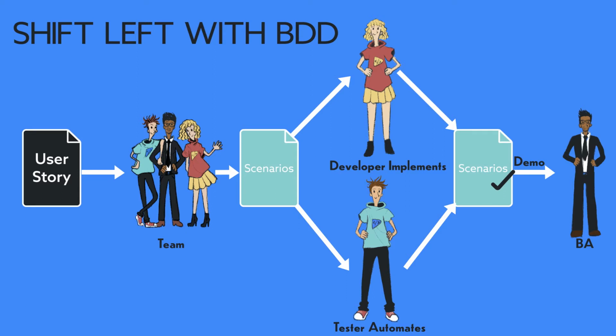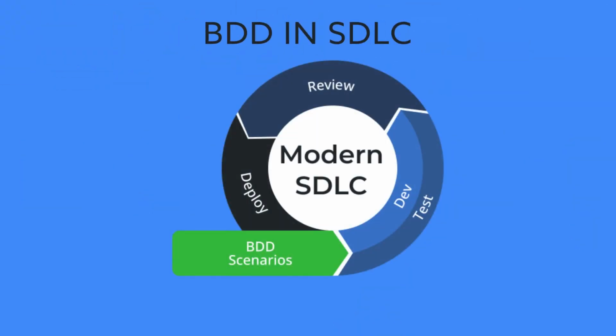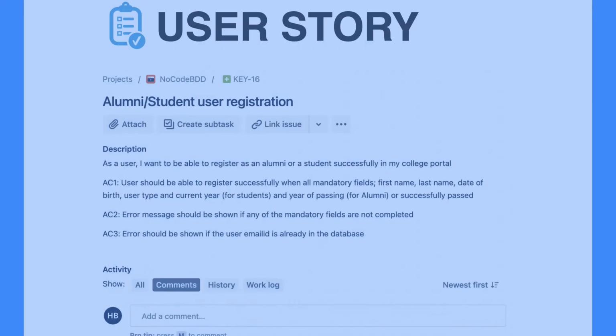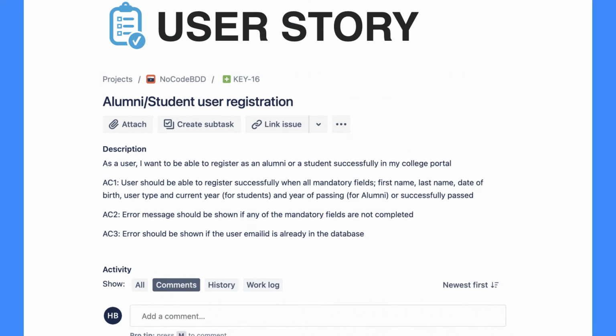Since the scenarios are agreed up front, the chances of misinterpretation or the team being on different pages reduces dramatically, resulting in fewer bugs. So when using BDD, collaborating and deriving should be the first step before any development activity starts. Let's look at how BDD should be rolled out for a given user story.